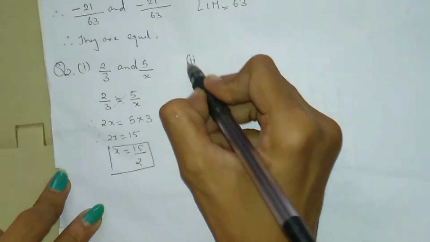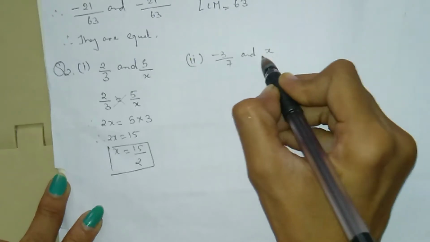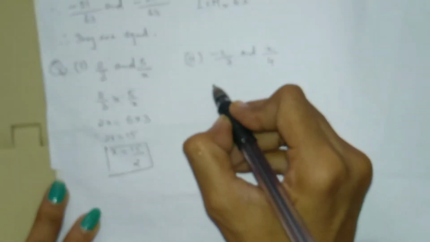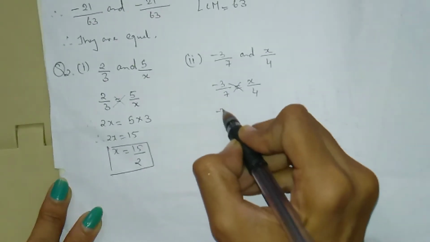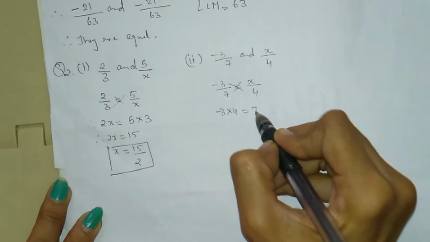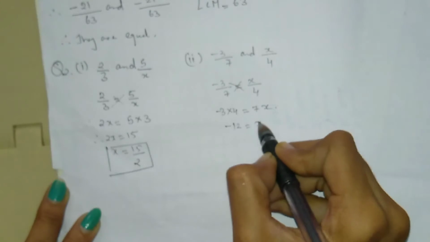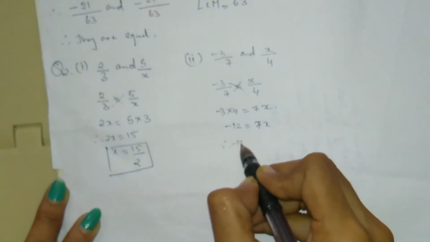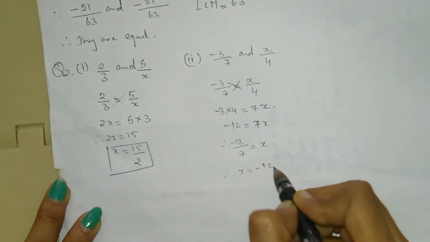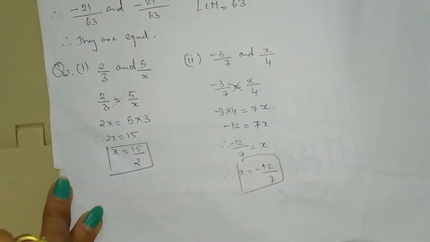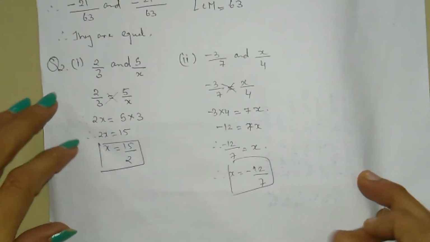See the second one. The question is minus 3 upon 7 and x upon 4. So minus 3 upon 7 equal to x upon 4. Cross multiplication: minus 3 into 4 equal to 7x. Minus 3 into 4 is minus 12 equal to 7x. Therefore minus 12 upon 7 equal to x. Therefore x equal to minus 12 upon 7. Okay. Same for the third one and fourth one. Now see question number 3.